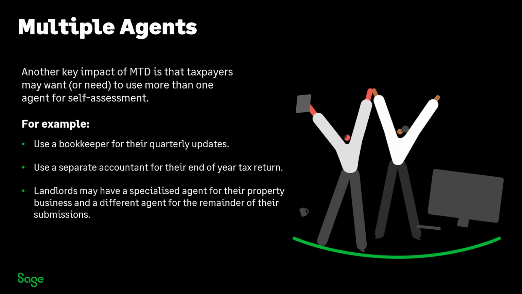You might want to use a separate accountant for the end of year tax return. And then landlords may have a specialised agent for their property business and a different agent for the remainder of their submissions. So that's just another thing to consider. Like I say, you will find plenty of information online, and your handout has plenty of guidance on that as well.